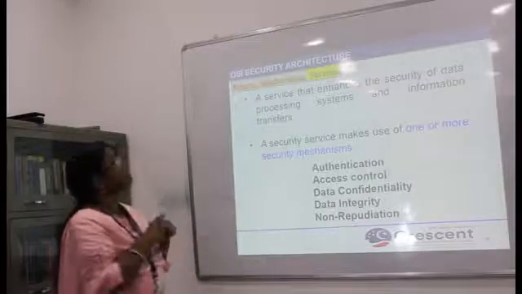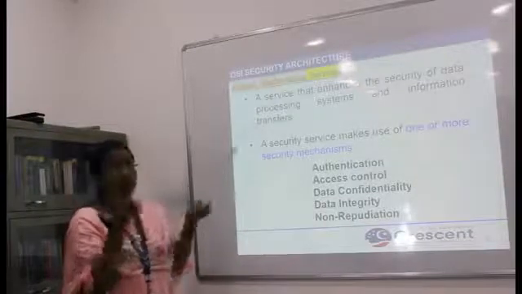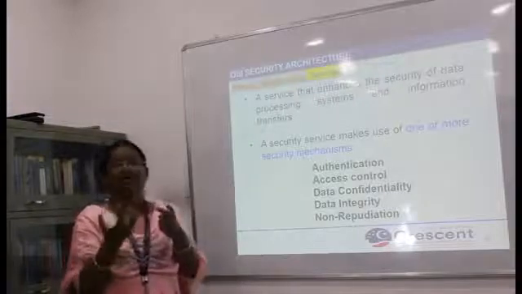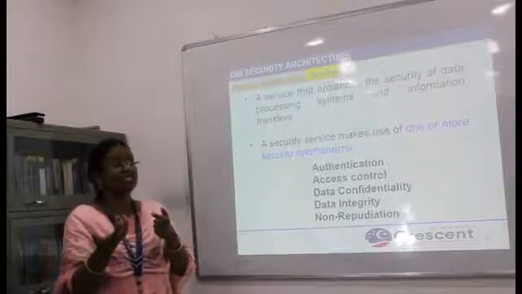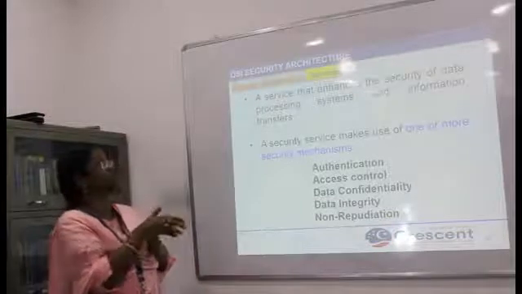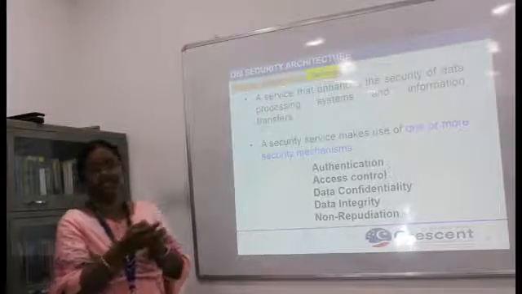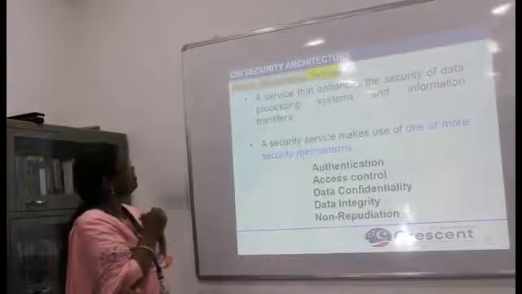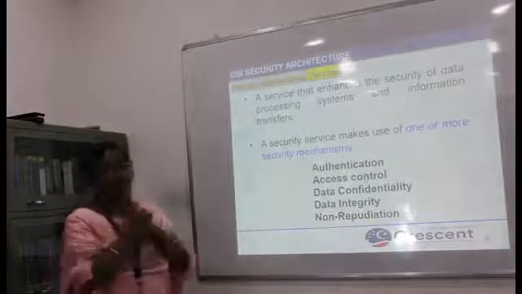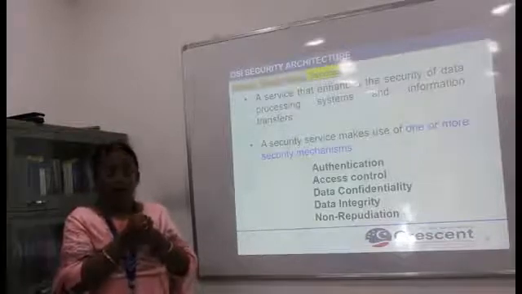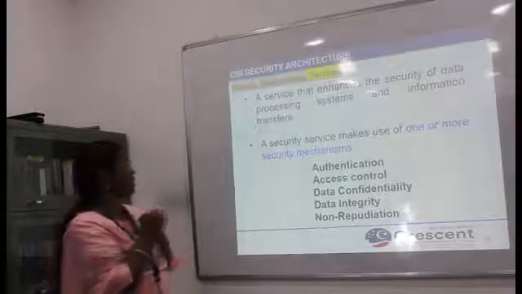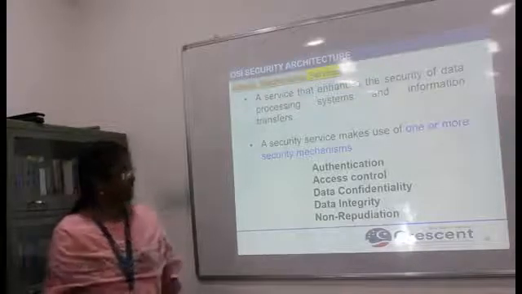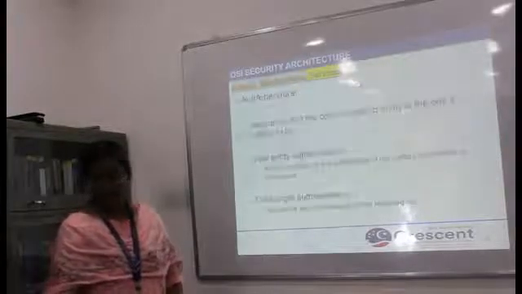So services that enhance the security of the data. What is services? You will have advancements, enhancement of the data processing system or information transfers. So how do you enhance the security of the system? By these mechanisms. These are the services which will advance the security mechanism you are providing. Authentication mechanism, access control, data confidentiality, data integrity, and non-repudiation.